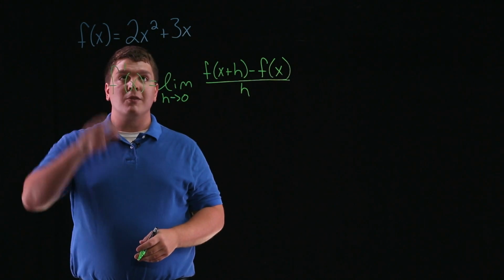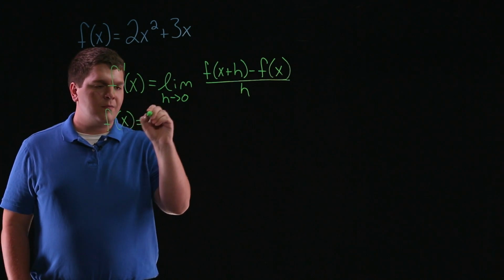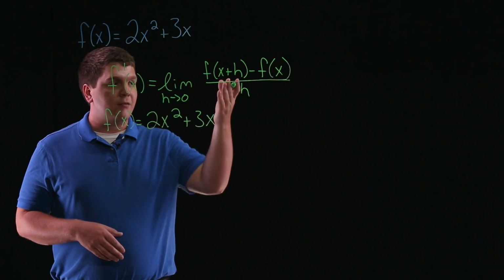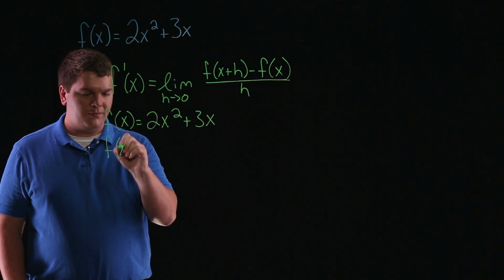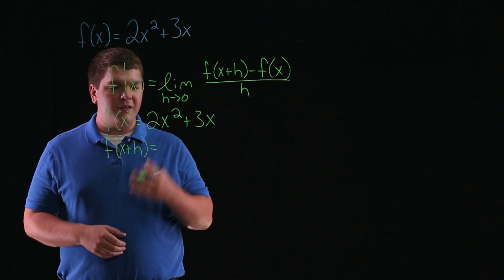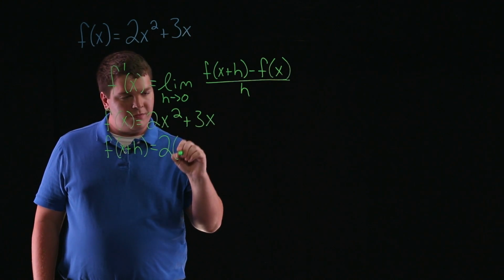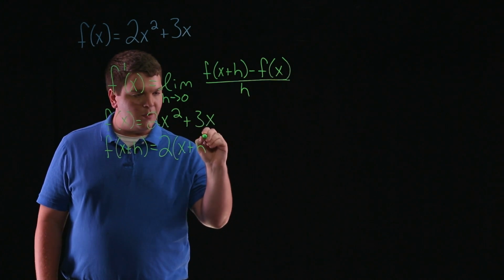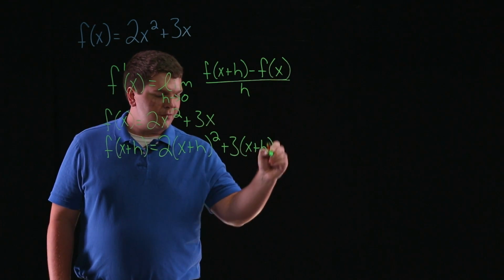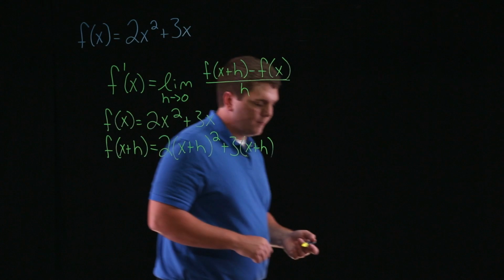So for this problem, the function we're looking at is 2x squared plus 3x. So let's write that down. And let's also write down f of x plus h. Here, we're just going to substitute x plus h everywhere where there was an x in the original function. So this is 2 times (x plus h) squared, plus 3 times (x plus h). Now that we have this written down, let's go ahead and find the derivative.